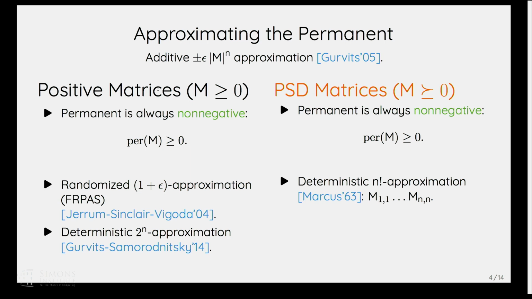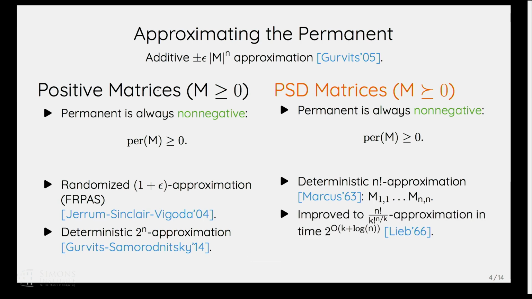Prior to our work, the best results were basically a deterministic n factorial approximation to the PSD permanent, and that's a very simple approximation. You just take the main diagonal and multiply all of the entries, and that gives you an n factorial approximation. You can slightly improve this by partitioning your matrix into blocks of size k, and then multiplying the permanents of the blocks on the main diagonal. But still, the approximation you would get wouldn't be simply exponential. It would be n or some poly of n to the some poly of n.